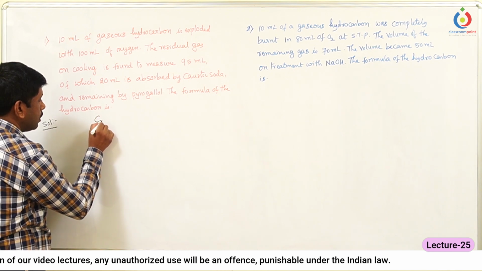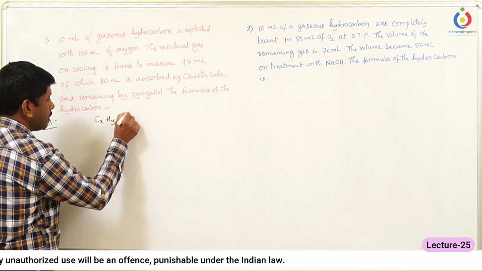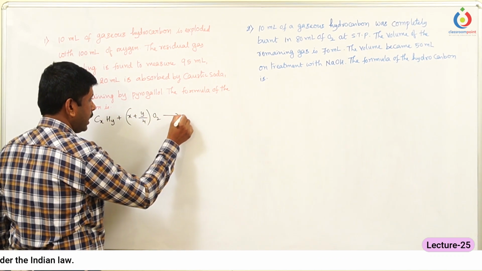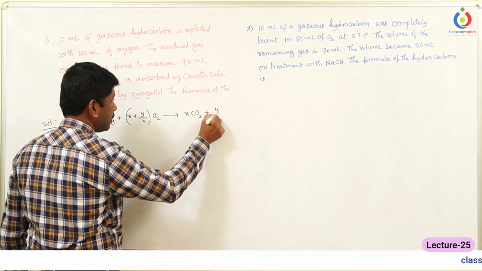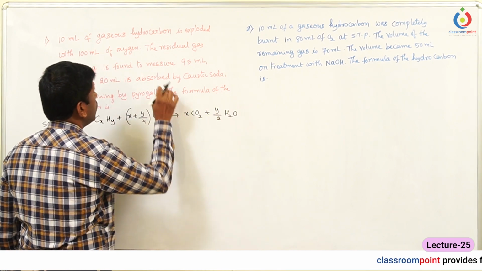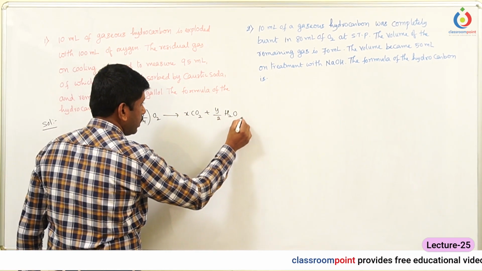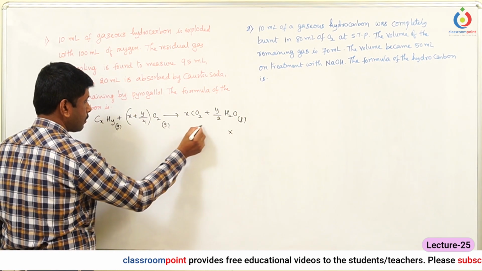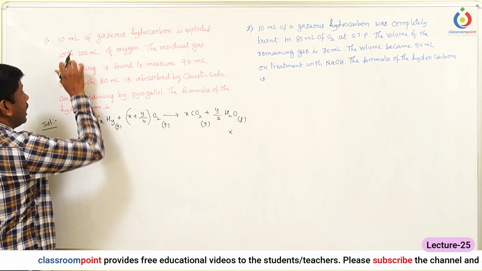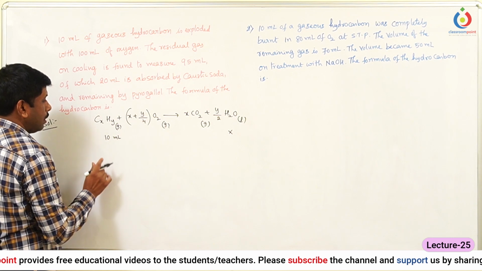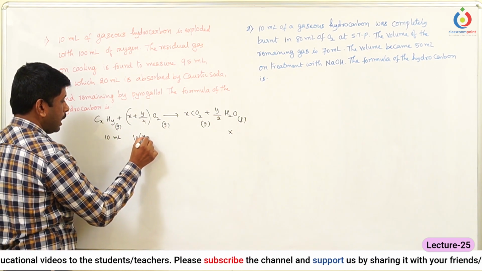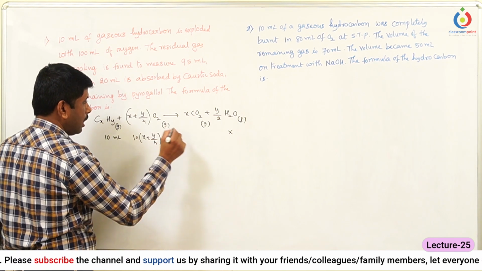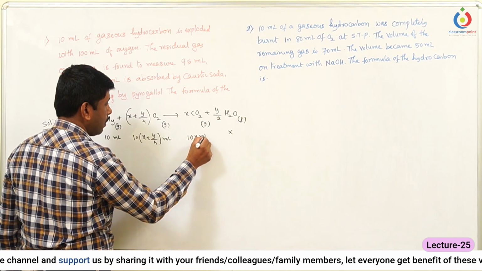Write down CxHy plus x plus y by 4 O2 gives x moles of CO2 plus y by 2 moles of the H2O. As they said that it is on cooling, H2O is in the liquid state and its volume we don't consider it. So these are all in the gaseous state now. They have taken 10 ml of the gaseous hydrocarbon. So it requires 10 into x plus y by 4 ml of oxygen and it will produce 10x ml of the carbon dioxide.